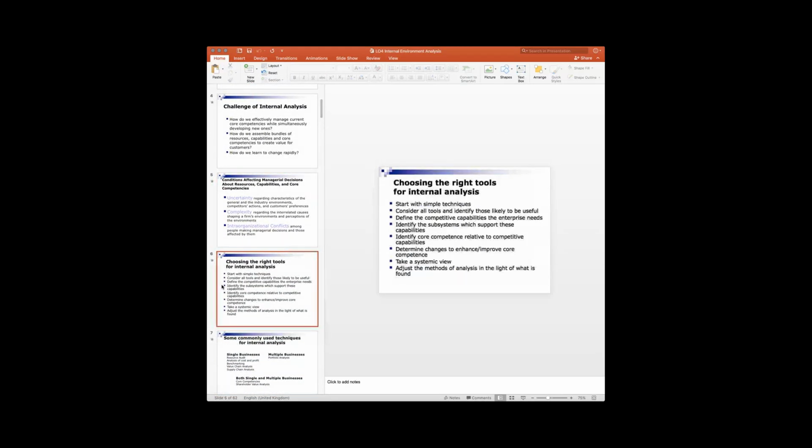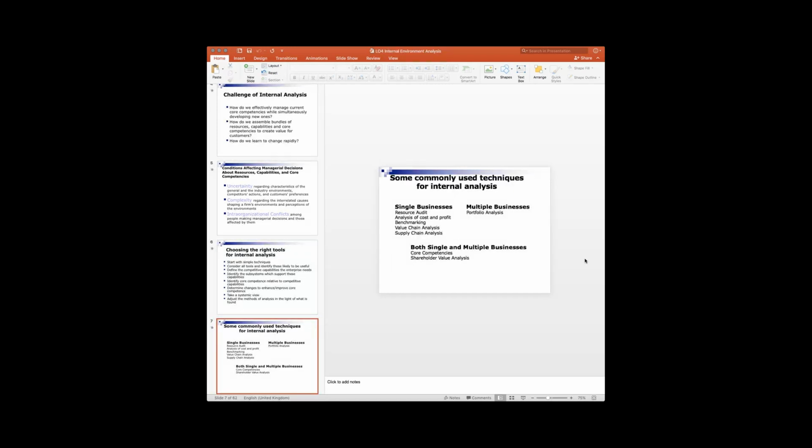So what we have to do here, within this particular learning outcome, is choose the right tools to be able to do internal and external analysis. When you look at some of the commonly used techniques for internal analysis, if you are looking at a single business, it could be a resource audit, or analysis of cost and profit. We look at frameworks like value chain analysis and supply chain analysis. We also look at multiple businesses. If you look at a business like IKEA, which is predominantly into furniture, within that they have a lot of products and services.